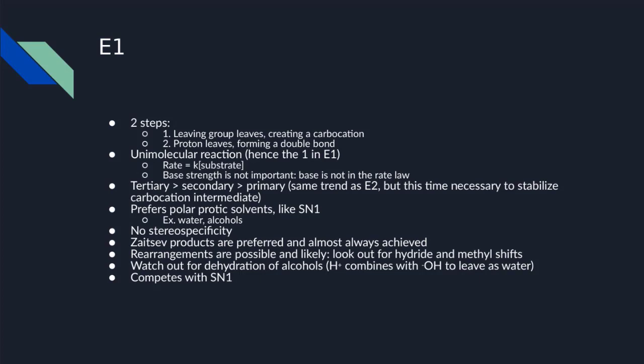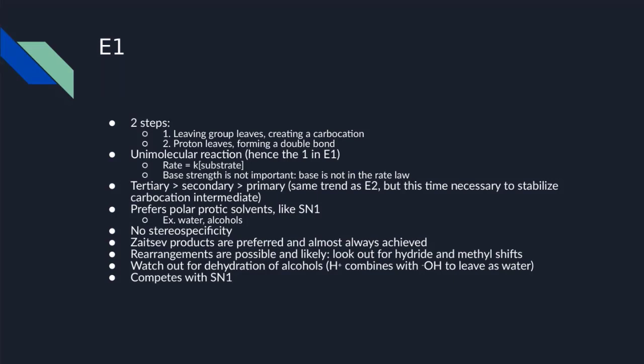This one prefers polar protic solvents like SN1 does, and examples of these would be water and alcohols. Like I mentioned, there's no stereospecificity on this one, and that's because we can rearrange. So we have our carbocation intermediate, and we have time to kind of move around if we need to. It still is the same way in that you would need an anti-coplanar hydrogen, but since we have an intermediate step, what you can do is rotate around to get your hydrogen in the anti-coplanar position. So for that reason, you can almost always achieve the Zaitsev product in E1.